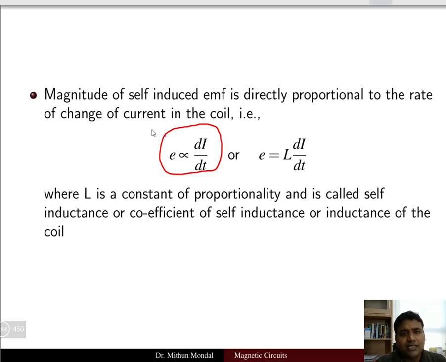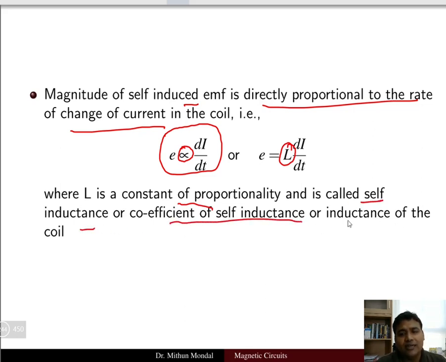right? So the magnitude of self-induced EMF is directly proportional to the rate of the change of the current in the coil, and this constant of proportionality can be denoted with a constant known as L. Now you have understood that this constant of proportionality is called self-inductance or coefficient of self-inductance or inductance of the coil. So if you have any coil, then the constant of proportionality is L, which is known as the self-inductance or coefficient of self-inductance or inductance of the coil. Unit you know it is in Henry.